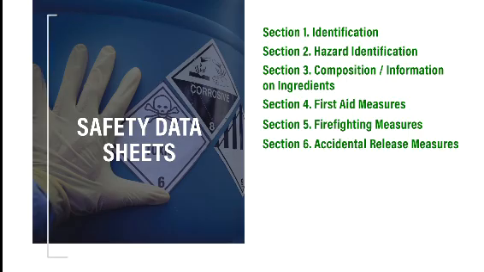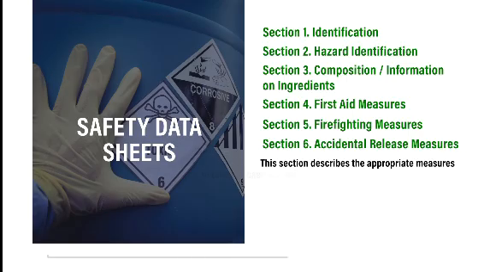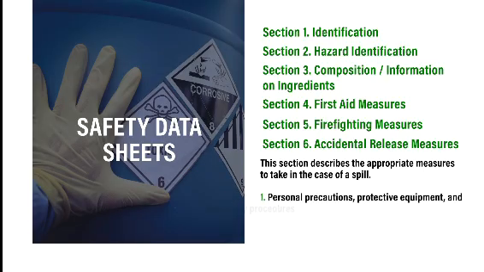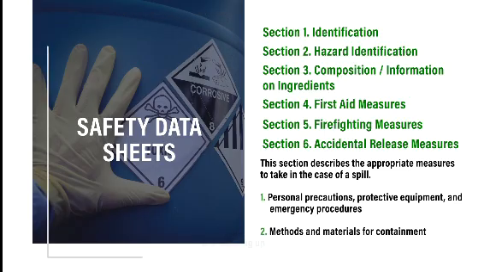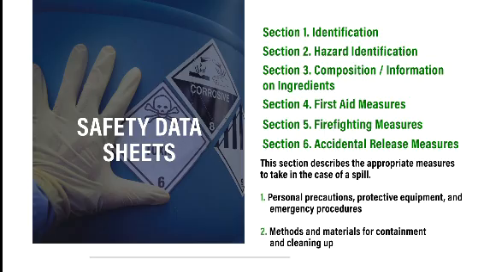Accidental release measures. This section describes the appropriate measures to take in the case of a spill. It includes personal precautions, protective equipment, and emergency procedures, and methods and materials for containment and cleaning up.